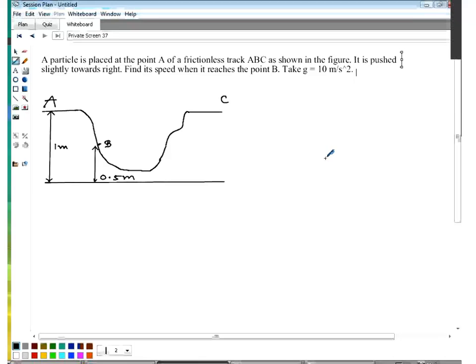Frictionless track. Always remember, when you have dissipative force, consider WET. If no, consider COME. Here, COME. And when you have some height involved, always choose some reference line. Call it GPE baseline, gravitational potential energy baseline. Always, you must do it.